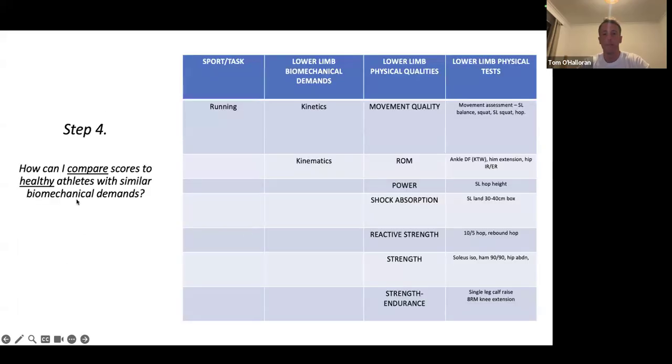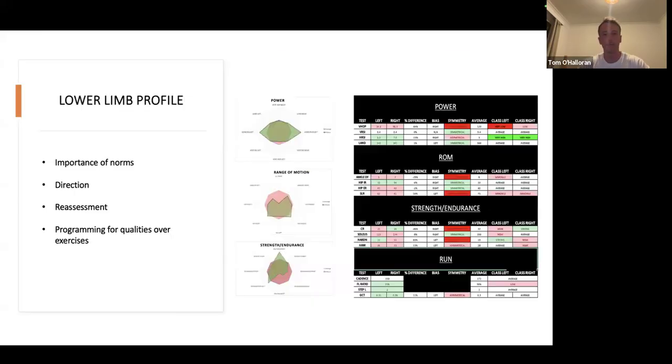So the last step would be, how can I compare scores to healthy athletes? This is where you develop norms around your testing protocol, using some assets. How can we compare not just to the other side, but to what's normal, what's healthy? How do we know when they're back to norms if the other side's deconditioned anyway?